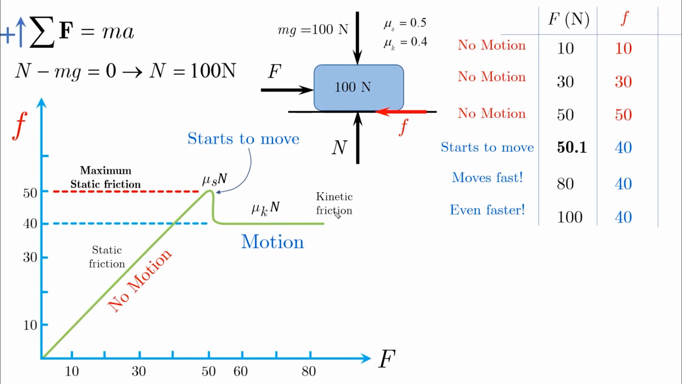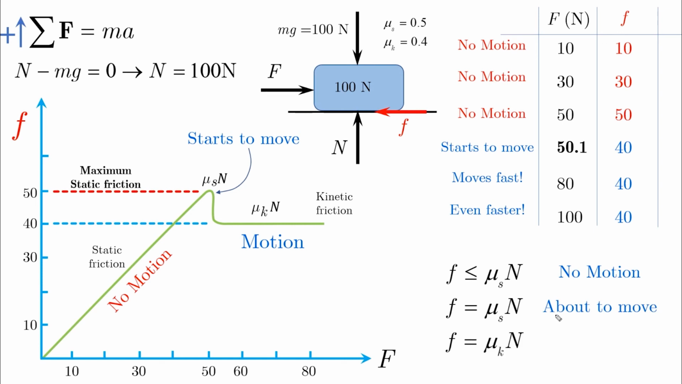And finally, to put that in some useful mathematical relationships, we will say the following. If the friction is less than mu s times N, no motion is occurring. If the friction is equal to mu s times N, the system is about to move. And if the friction force is equal to mu k times N, this means already that motion occurs and the system is moving.